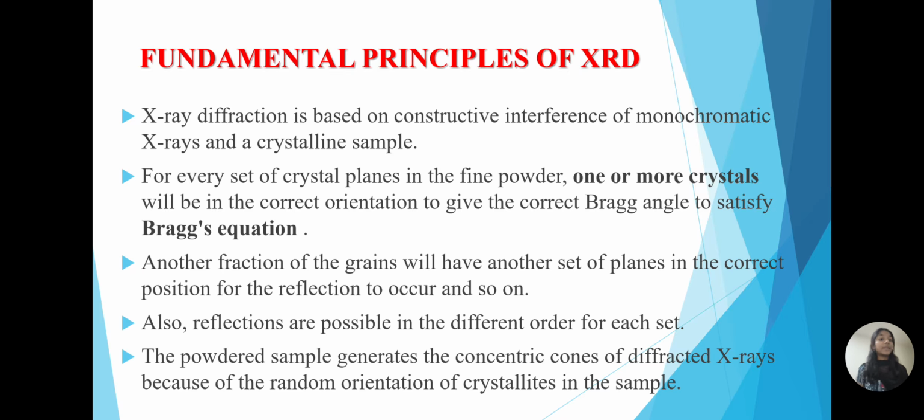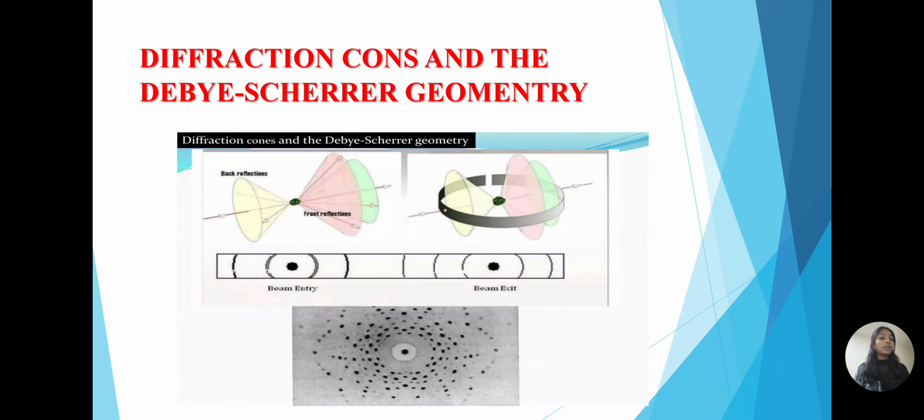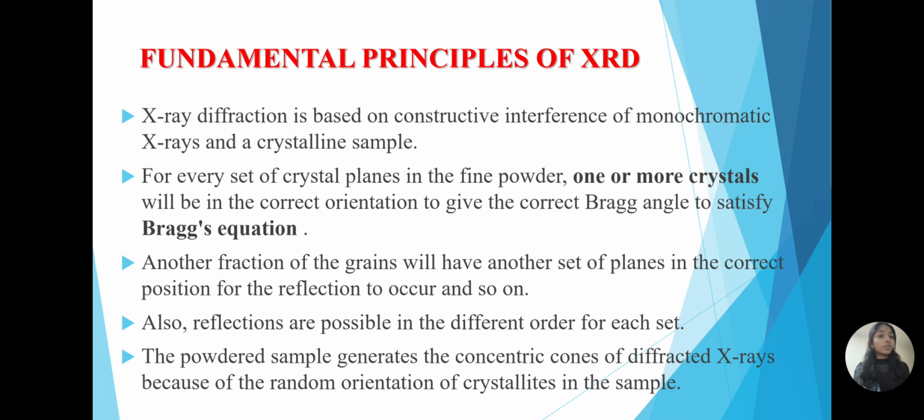X-ray diffraction is based on constructive interference of monochromatic X-rays and a crystalline sample. For every set of crystalline planes in the fine powder, one or more crystals will be in the correct orientation to give the correct Bragg angle to satisfy Bragg's equation. Another fraction of the grains will have another set of planes in the correct position for reflection to occur, and so on. Also, reflections are possible in different orders for each set.